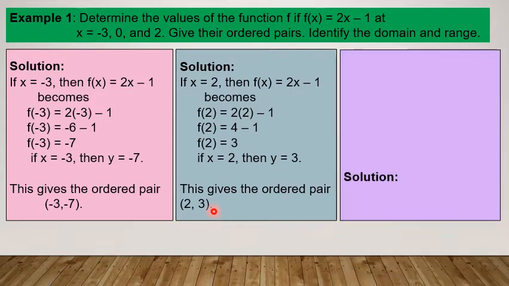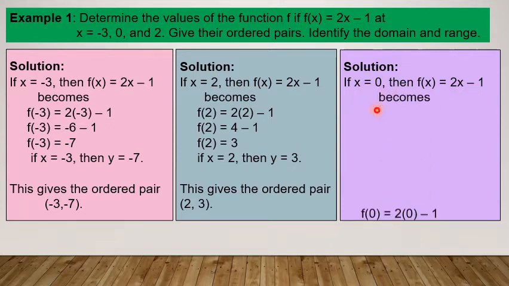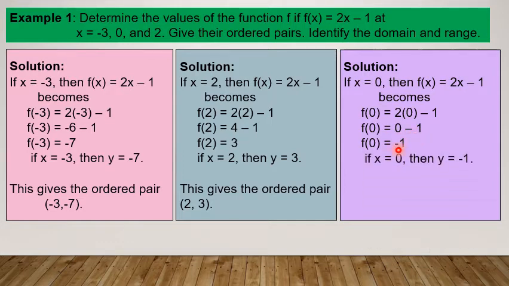And the next solution: f of x equals 2x minus 1. Then we're going to substitute 0. So f of 0 equals 2 times 0 minus 1. Thus it becomes 0 minus 1, and the range is negative 1. Then if x equals 0, then y equals negative 1. And this is the ordered pair, 0, negative 1.